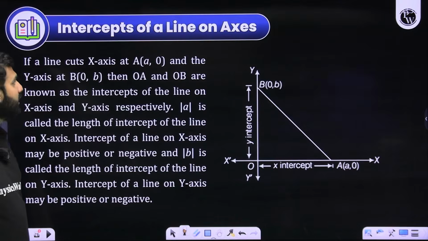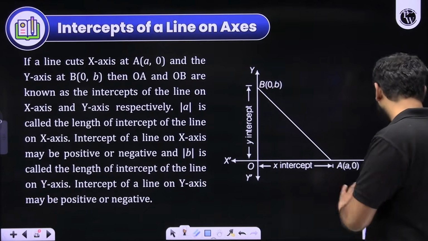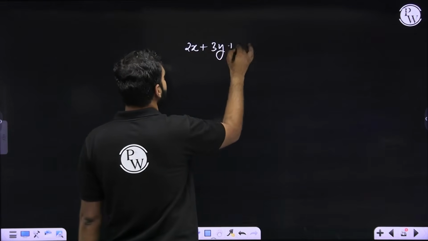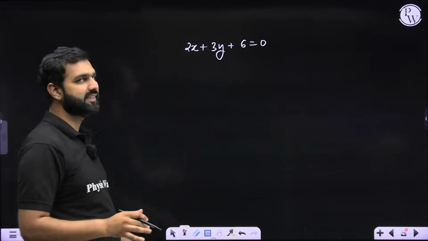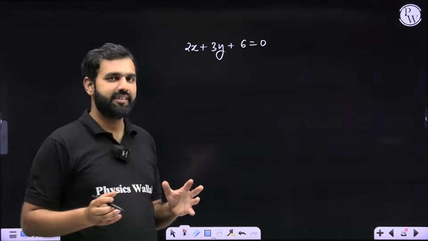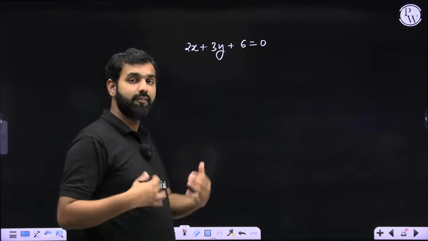Now, moving ahead towards the next part, intercepts of a line on the axis. I'll say a very simple strategy needs to be adopted. Let's say there is a straight line having the equation 2x + 3y + 6 = 0. And if I were to find its intercepts on the x-axis and y-axis, we know wherever this line intersects the x-axis and y-axis, at those points, the y coordinate and x coordinate will be 0 respectively.